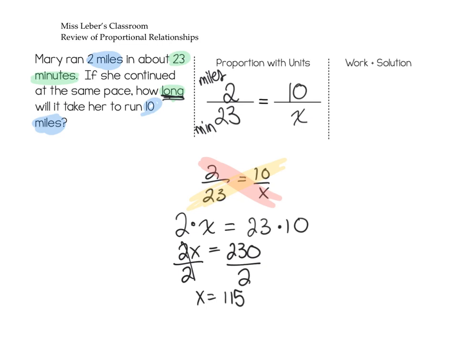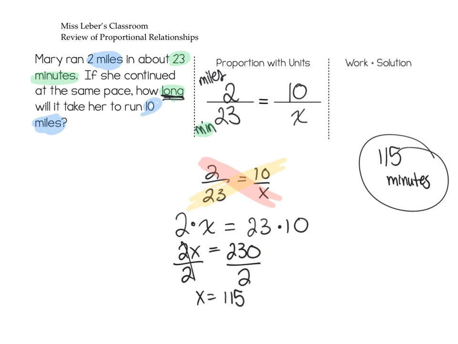115. Now, when I take a look here, 115 what? What was I looking to find? Well, I was looking to find the time, which in this case would be in minutes, again because that X was on the bottom. So my answer would just be 115 minutes.